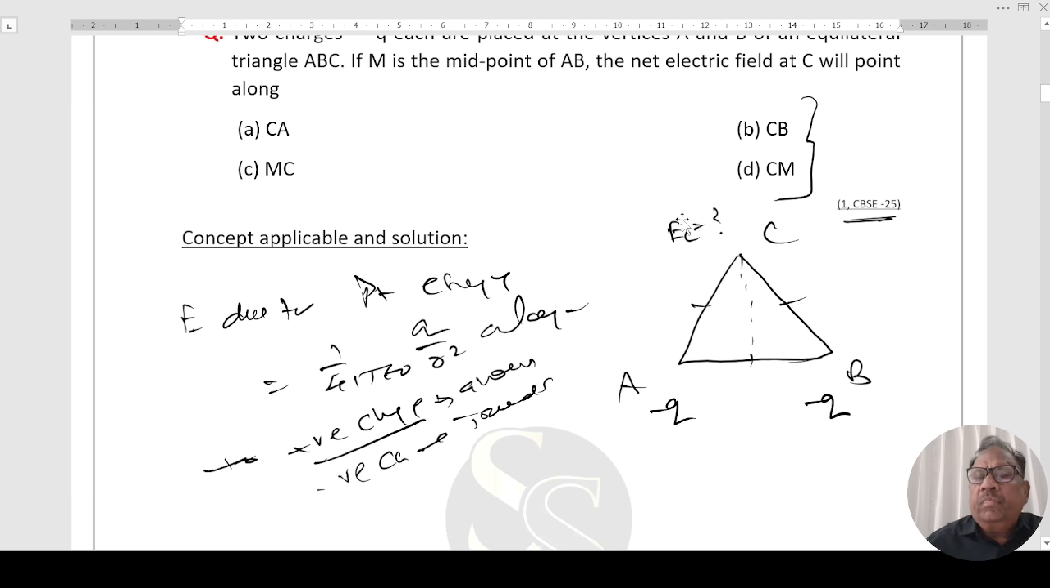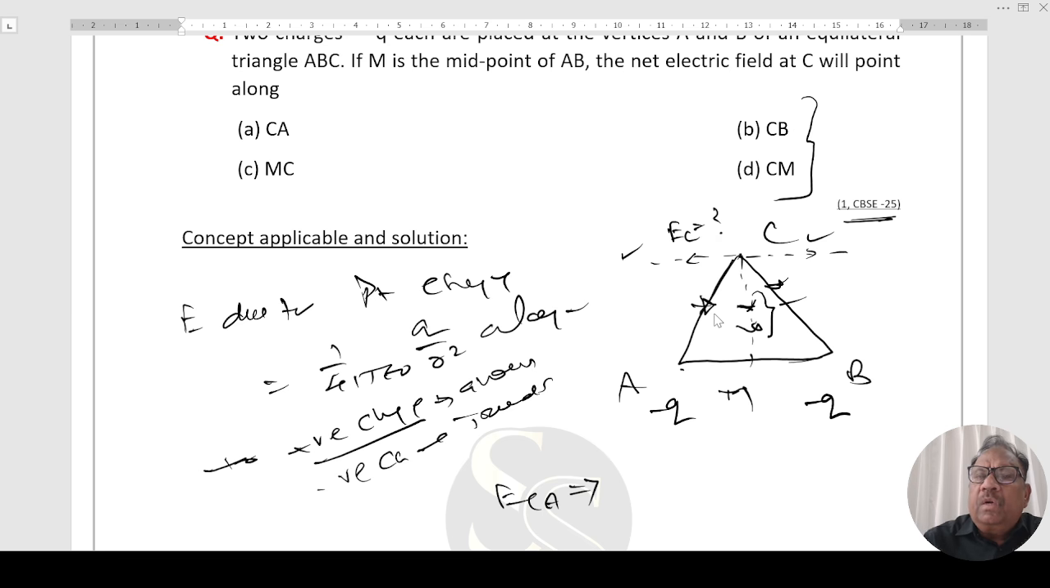Now, therefore, E_CA, the electric field at point C due to charge A, will act towards the negative charge. This will be along this one, and due to this charge, this will be along this one. This point is M. Now, if we resolve these two, one will be along this, one along this. These two components will cancel out and this will be additive.